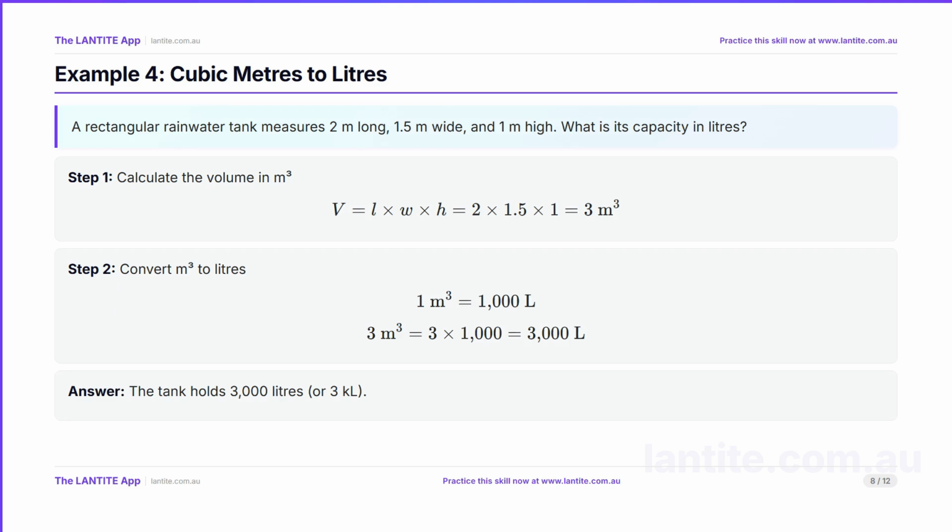This example combines volume calculation with capacity conversion. A rectangular rainwater tank is 2 meters long, 1.5 meters wide, and 1 meter high. First, we calculate the volume. Length times width times height equals 2 times 1.5 times 1, which is 3 cubic meters. Then we convert to liters using the key fact that 1 cubic meter equals 1,000 liters. So 3 cubic meters is 3,000 liters, or equivalently 3 kiloliters. This is a very common LANTITE pattern, calculating dimensions and then converting to capacity.